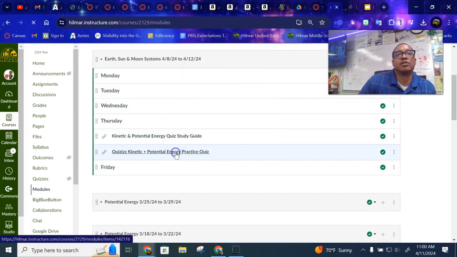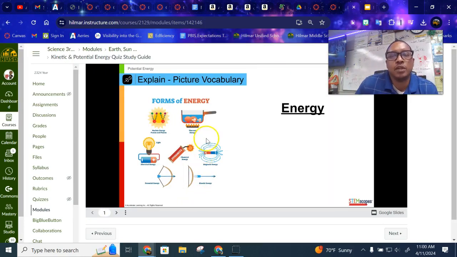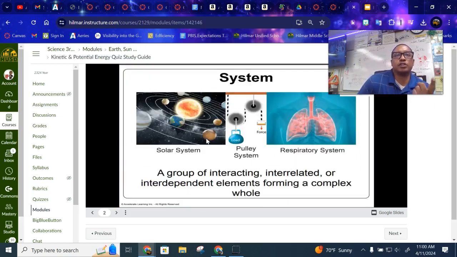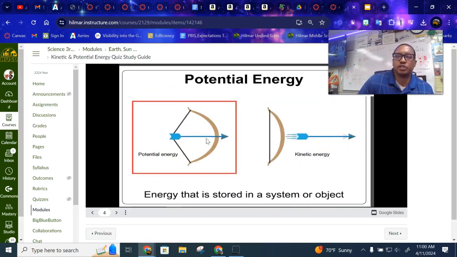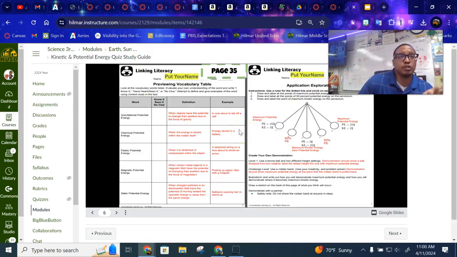And then I'm going to go and just click the quizzes. So we're going to go to the study guide first. We're going to say authorize, boom. So it has these definitions in there, okay? And one is for energy, systems, kinetic energy, potential energy. These are all things you should already know. Could you answer some questions about kinetic and potential energy with that? These are all things we went over.